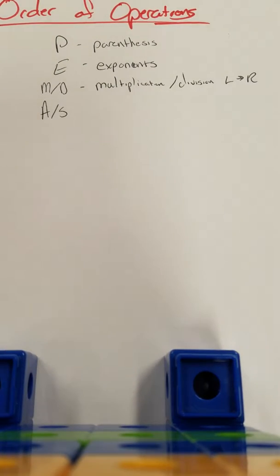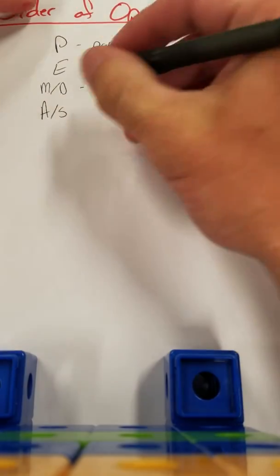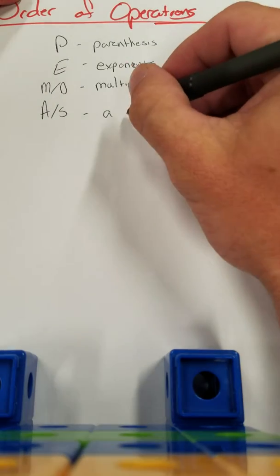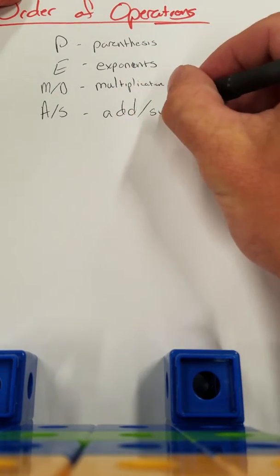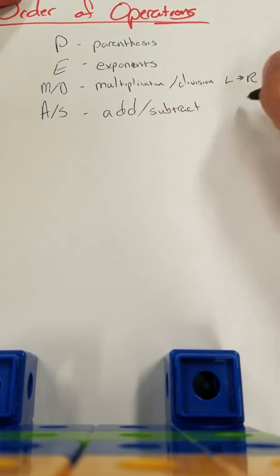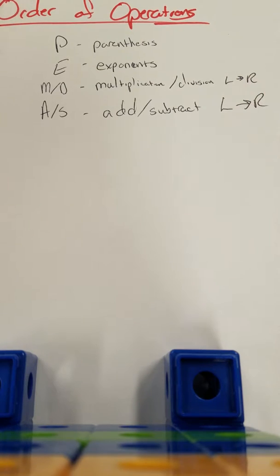So if there's multiplication and division in a problem, whichever one comes first when we're going from left to right, then that's what we're going to do. Adding and subtracting, same exact thing, left to right. So if there's a subtracting problem before an addition problem, we're going to do that first.